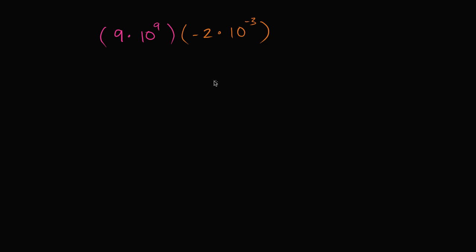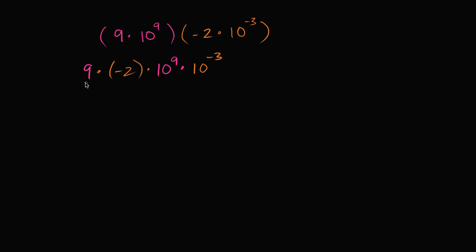All right. So the first thing I would want to do is let's just change the order of multiplication. Let's multiply the 9 and the negative 2 first, and then we can multiply the 10 to the 9th and 10 to the negative 3rd power. So if I were to change the order, we could write this as 9 times negative 2 times 10 to the 9th power times 10 to the negative 3rd power.